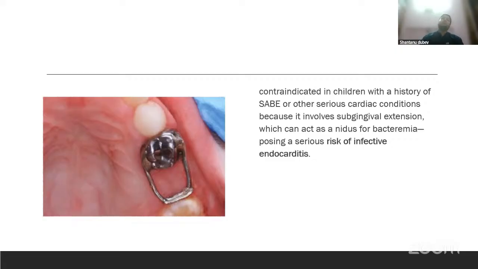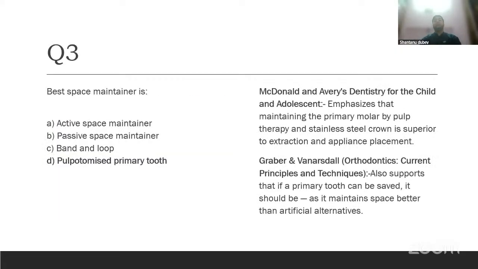So there's a risk of infective endocarditis, so that we have to avoid. Okay. So the best space maintainer: whenever this is asked, always remember, this is a very short question. Mostly what they will give you in the current NEET pattern is a long story, and then the question will be asked: which do you think is the best space maintainer? But if this is given as a separate question, just this much, which is the best space maintainer, then there is no doubt about it.